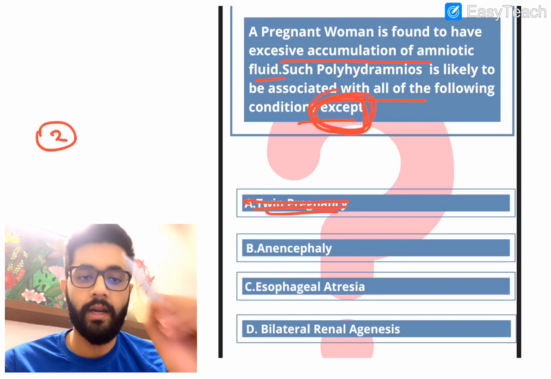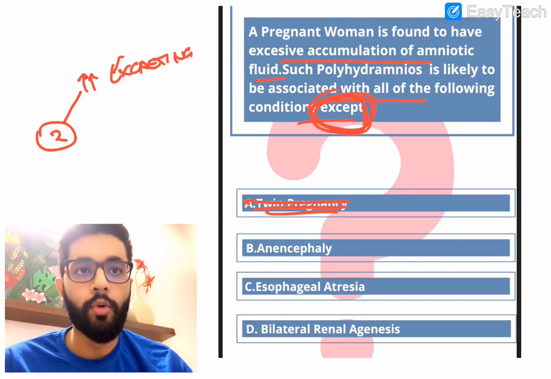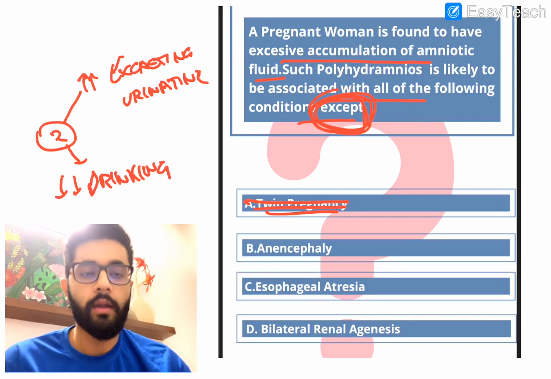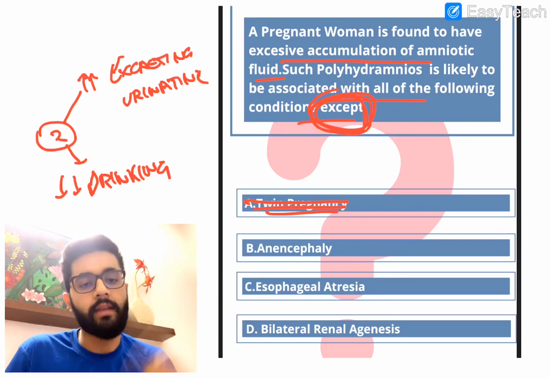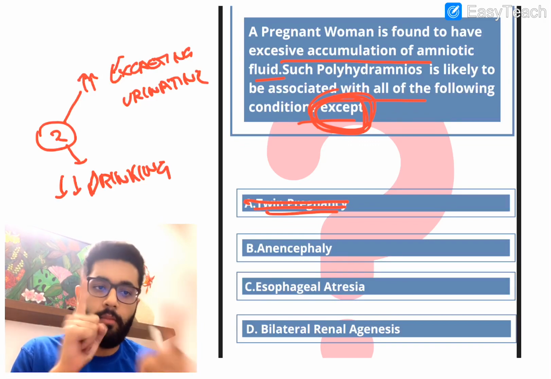So with regard to the baby, two things. The baby increases amniotic fluid primarily by urinating, and the baby decreases amniotic fluid by drinking it. So remember, your baby drinks or swallows the amniotic fluid and reduces its quantity, and excretes and increases its quantity. That's how the fetus keeps the amniotic fluid in check.